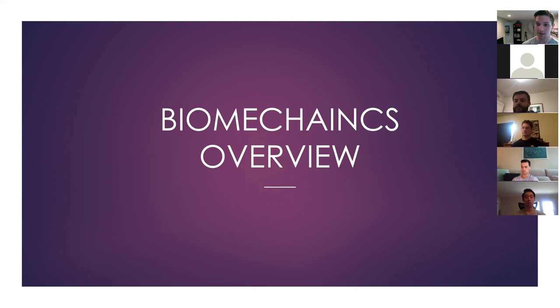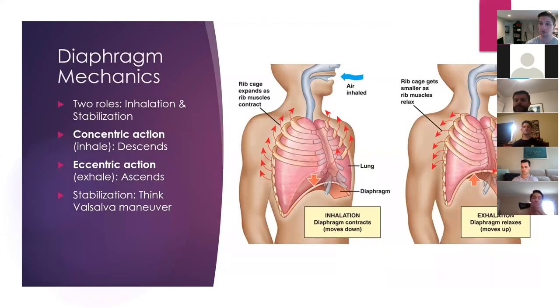Now, in terms of the actual mechanics, I think we're all familiar with this thing called the diaphragm. It has two main roles, inhalation and stabilization. So the concentric action is when it descends. That's when we take a breath in through our nose. As we exhale, it's going to become eccentric. It should ascend, but it can also be a stabilizer. And you guys will read about this in your reading this week from that book, Recognizing and Treating Breathing Disorders. So stabilization is going to be really important.